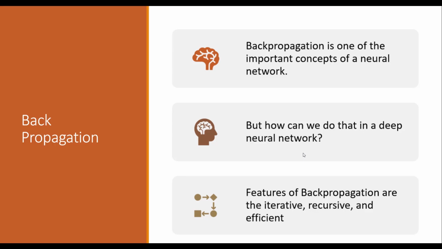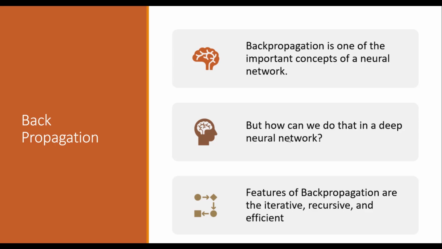Basically, backpropagation is one of the important concepts of a neural network. Our main purpose is to classify our data best. For this, we must update the weights of parameters and bias. But the question that comes to your mind is: how can we do that in a deep neural network? The answer is, in the linear regression model, we use gradient descent to optimize the parameters. We use a gradient descent algorithm by using backpropagation.